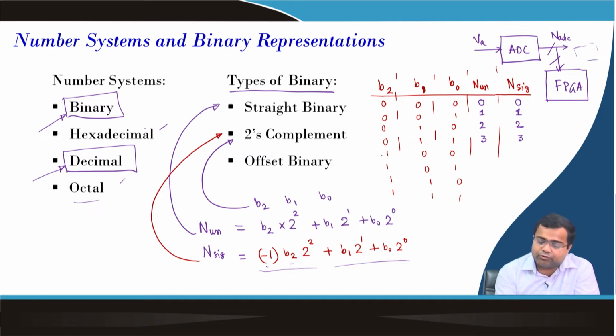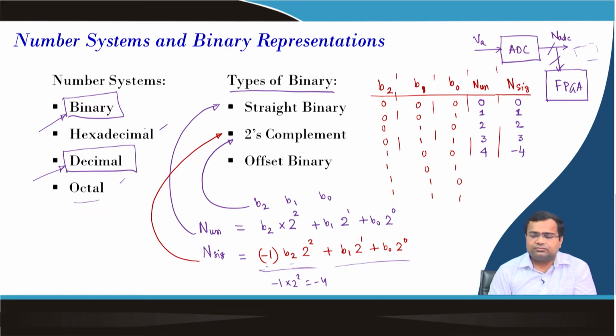But the difference comes when the MSB changes. When the MSB becomes 1, in case of unsigned number it is 4, but what will be the signed number? 1 and all 0s. So, this bit will be as if minus 1 into 2 to the power 2. So, it will be minus 4. Then what is the next? This will be 5, this will be minus 3. Then this will be 6, this will be minus 2, this will be 7, this will be minus 1.